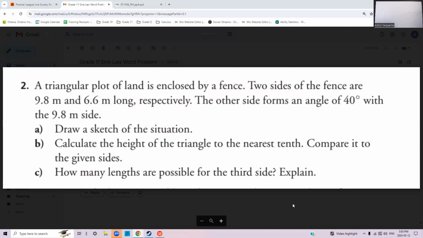A triangular plot of land is enclosed by a fence. Two sides of the fence are 9.8 meters and 6.6 meters long. The other side, which is the unknown side, forms an angle of 40 degrees with the 9.8 meter side. So when reading this question, I'm going to note down this information on my paper: we have two sides that are 9.8 meters and 6.6 meters, and we have an angle of 40 degrees with the 9.8 meter side. And remember, this forms it with the unknown side as well.